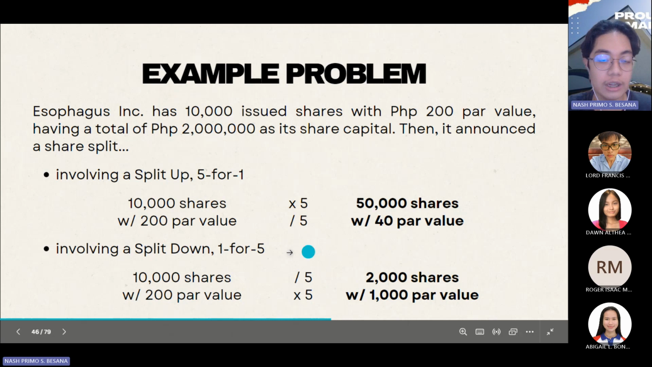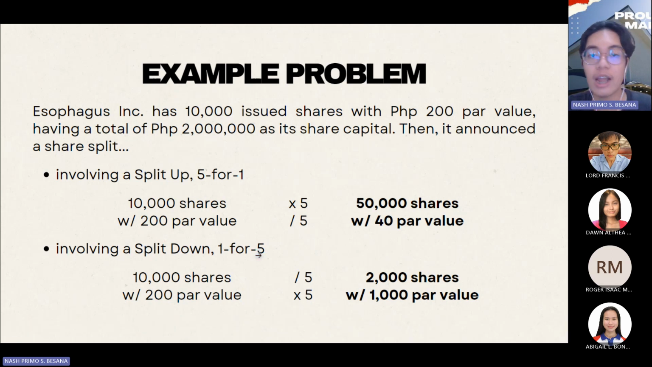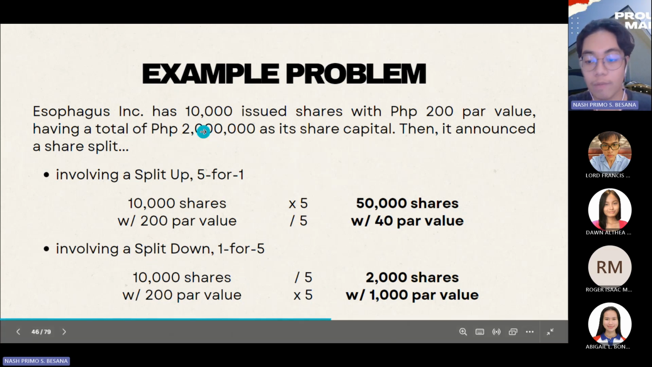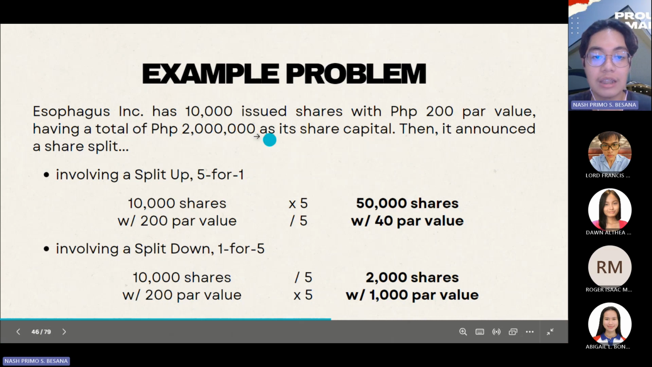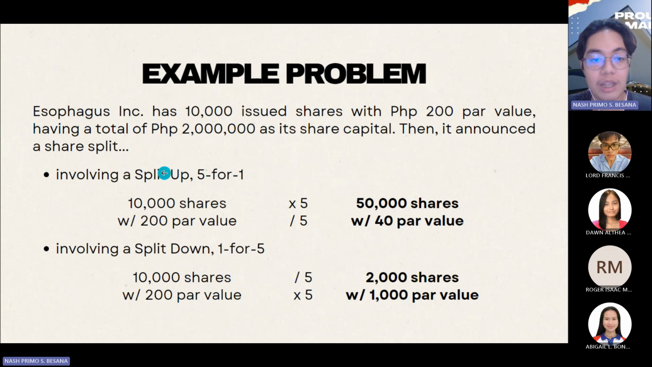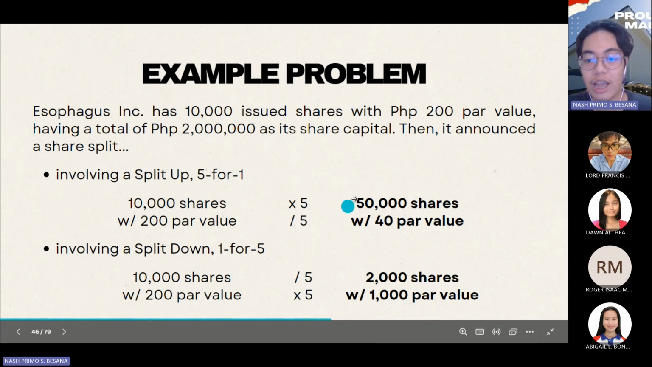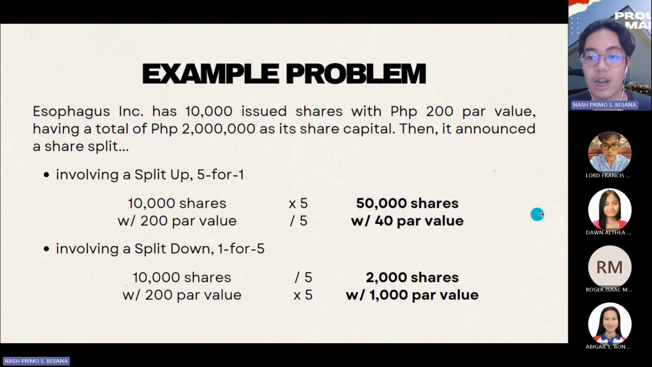So again, to check kung correct yung share split natin, i-compare lang yung share capital. 10,000 times 200, that's 2 million. And then 2,000 times 1,000, that's still 2 million. So nag-decrease si shares, but 2 million pa rin yung share capital. That is share split. So split up, tataas si shares, bababa si par value. Split down, bababa si shares, tataas si par value. And then to check, compute nyo lang again yung share capital to ensure na walang nagbago.